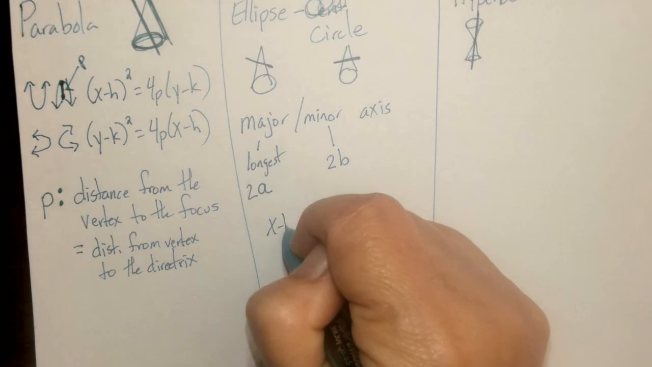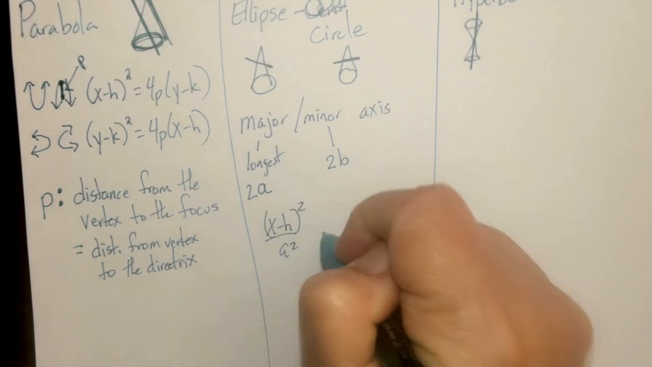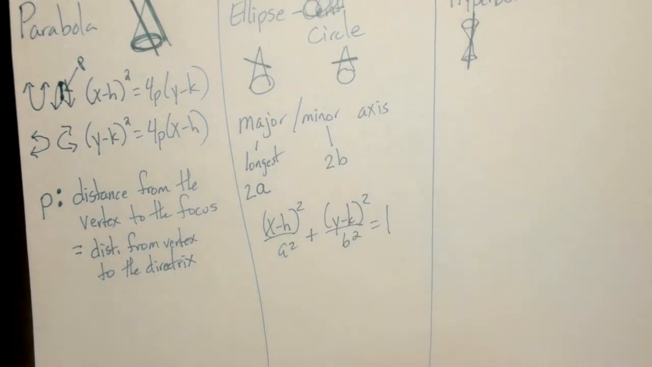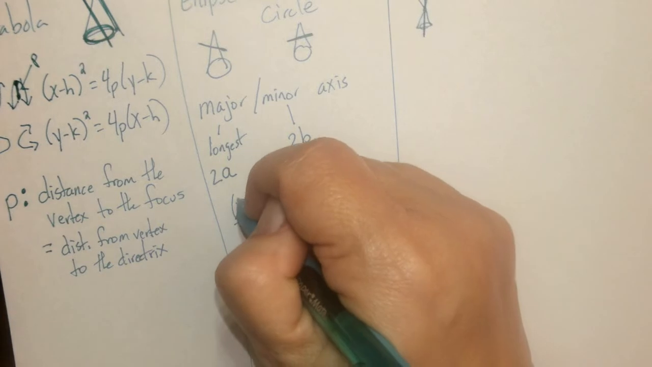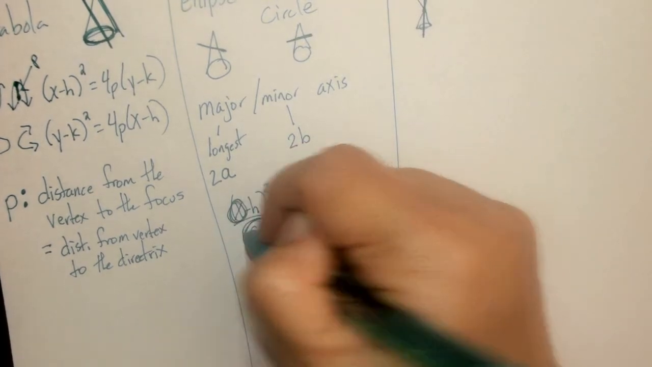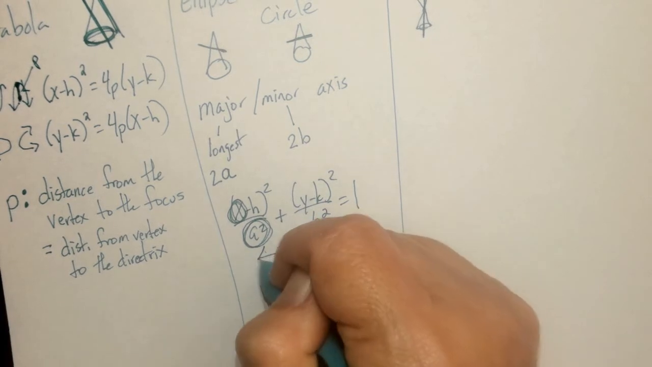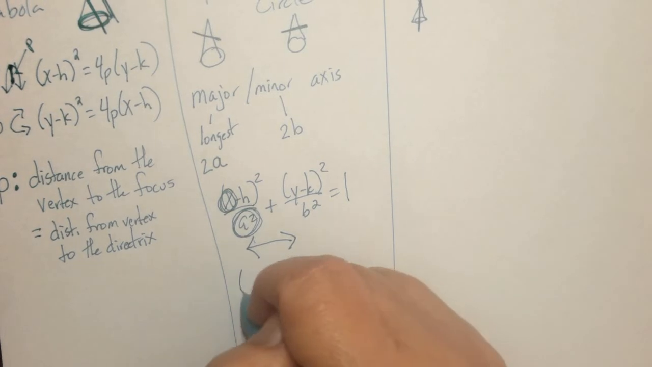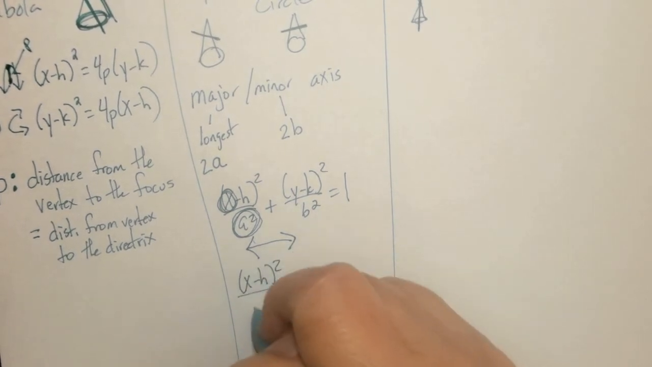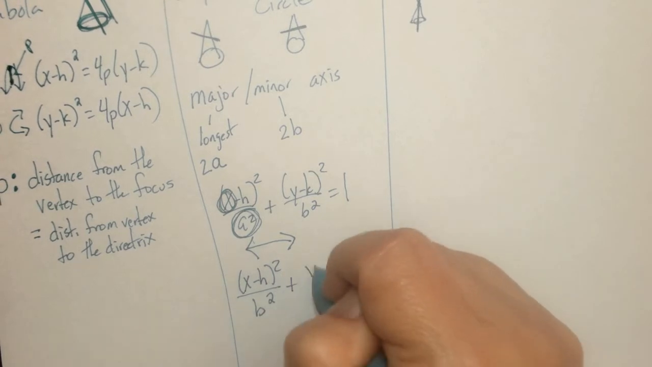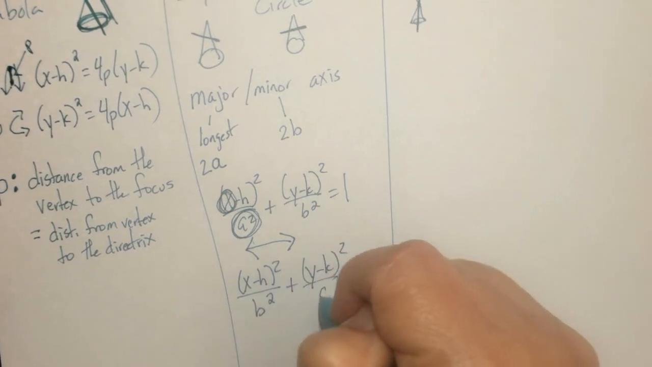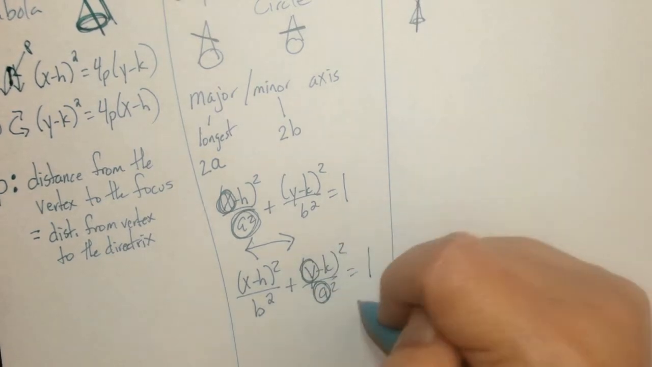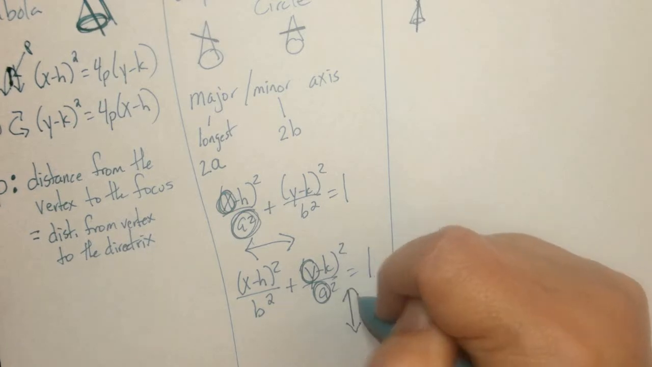So, if you have x minus h squared over a squared plus y minus k squared over b squared equals 1, what this tells you, when your x is with your a squared, that tells you that your major axis is going to go horizontally. And if you have x minus h squared over b squared plus y minus k squared over a squared equals 1, so when your y is with your a, that tells you that your major axis is going to go vertically.